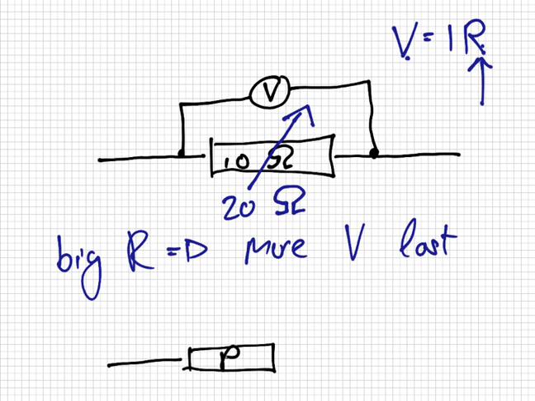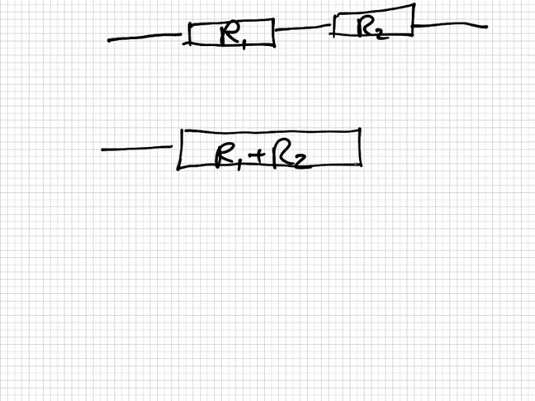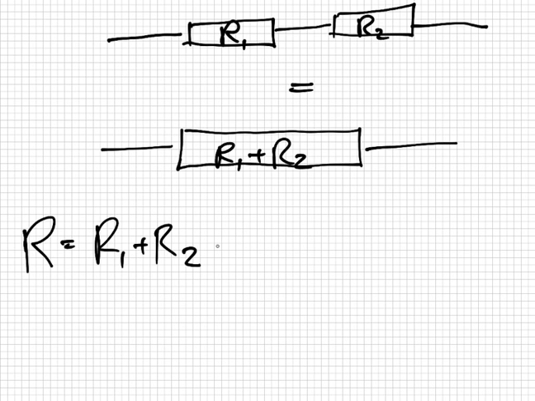If this here is R1 and this here is R2, that is the same as having one piece, which is R1 plus R2. And that's a formula. The total resistance is R1 plus R2. In series. Very good, in series. But it's not the same situation if you put them side by side, parallel.